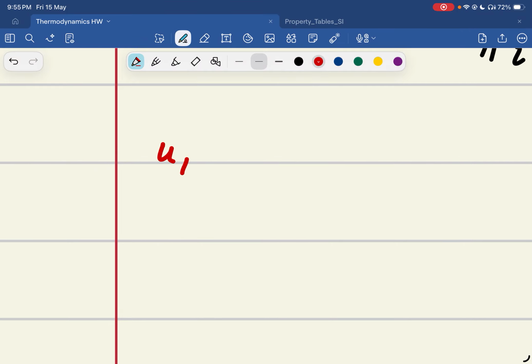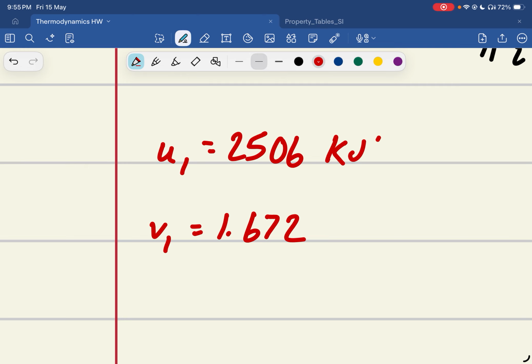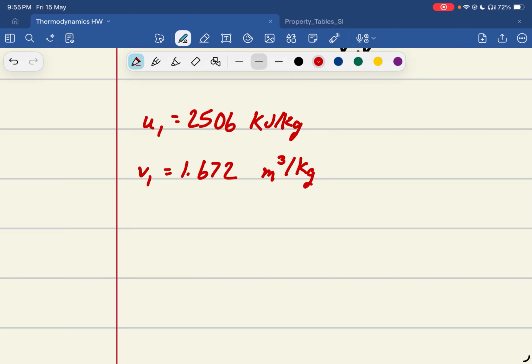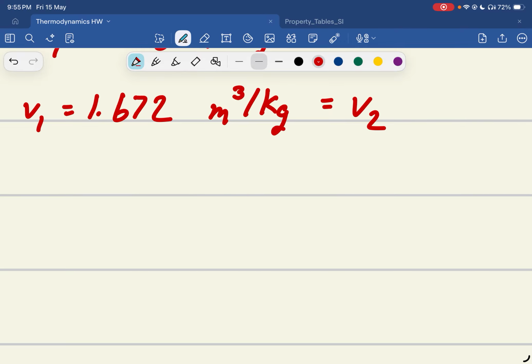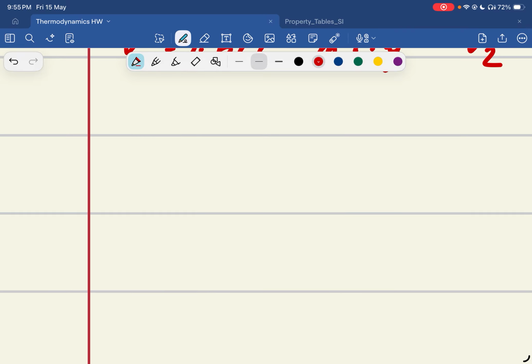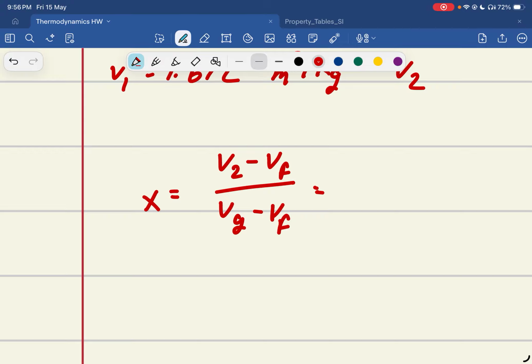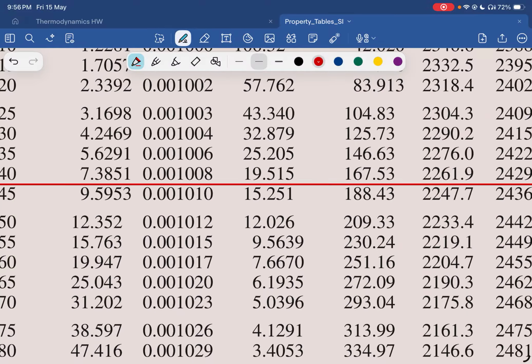So our u1 is 2506 and v1 is 1.672. This is in kilojoules per kilogram, and this is in meters cubed per kilogram. We know it's a rigid tank, so this is also equal to v2. Because we know v2, we can find the quality: v2 minus vf over vfg, or vg minus vf. From that we have 1.672 minus whatever these values are.